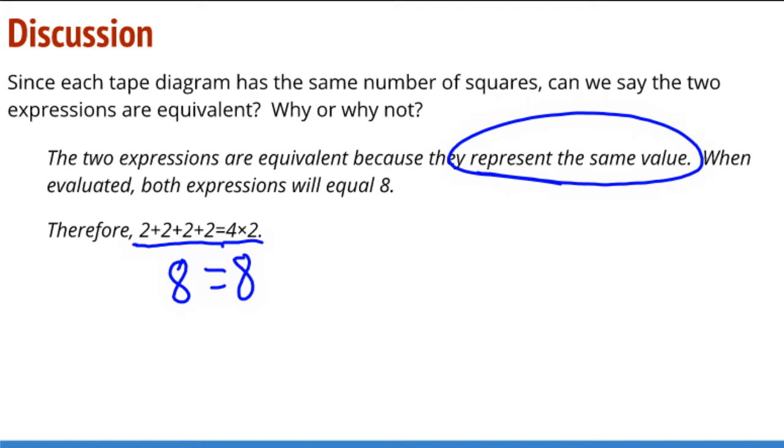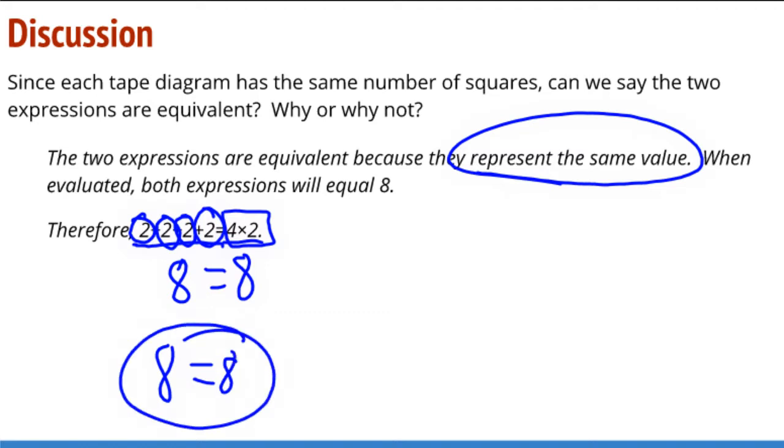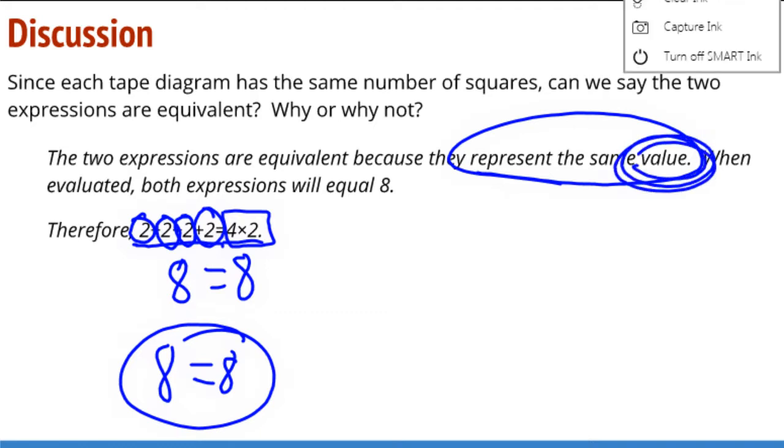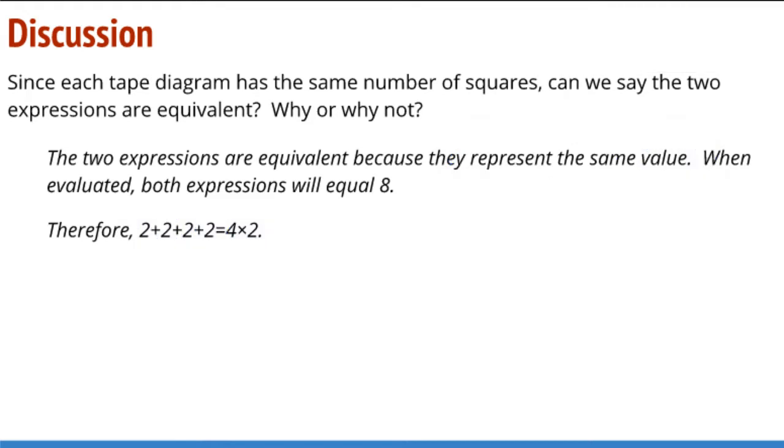If we were to put a real-life context with this, 2 people walked into the store. 2 more people walked into the store. 2 more people walked into the store, and 2 more people walked into the store. So we have 8 people in the store. Here you could say you've got 4 groups of 2 that walked into the store, or you could say that there are 2 groups of 4 who walked into the store. The end result is the same. There are 8 people in the store. So how we get there may be different, but in the end, the value is the same. So we can say that yes, they are equivalent.